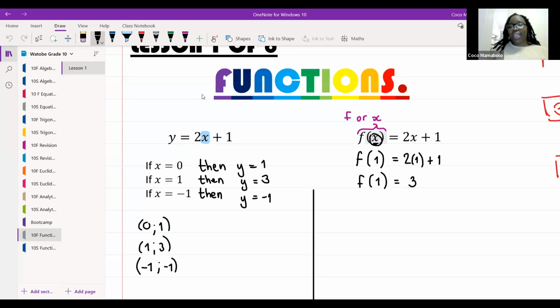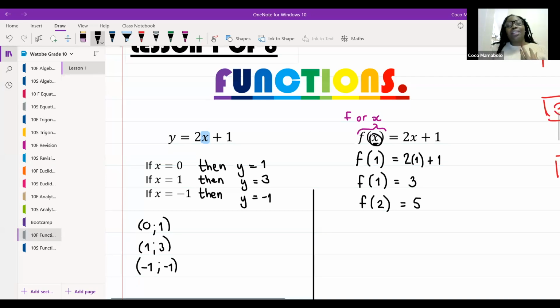Right. If I said I wanted f of 2, what would my answer then be? If I wanted f of 2, that means I want the function at the x value of 2. And my answer, yes, 100%, that's it. The answer would be 5. So f of 2 is equal to 5.